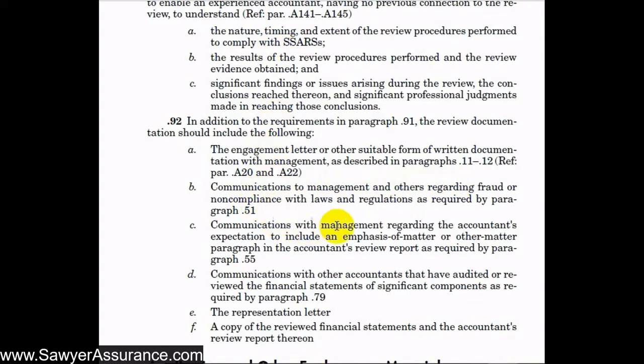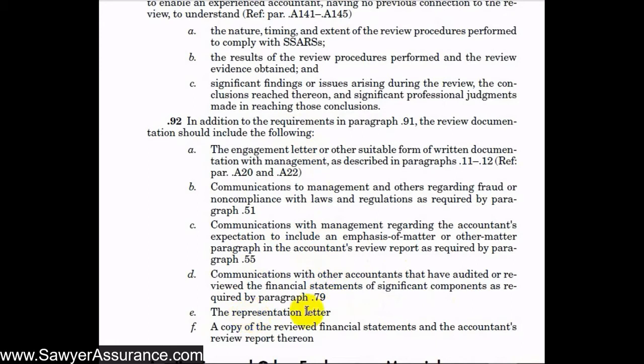We should also include communications with management regarding our expectation to include an emphasis of a matter or other matter paragraph in our review report, and we discussed that in paragraph 55 in another video. And next, we should include communications with other accountants that have audited or reviewed the financial statements of significant components as required by paragraph 79.